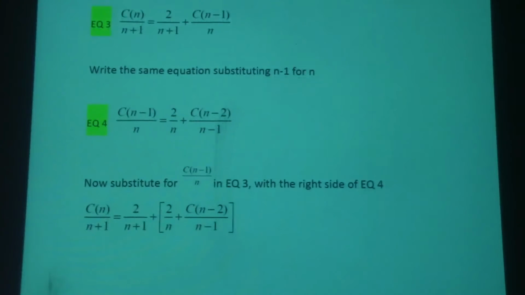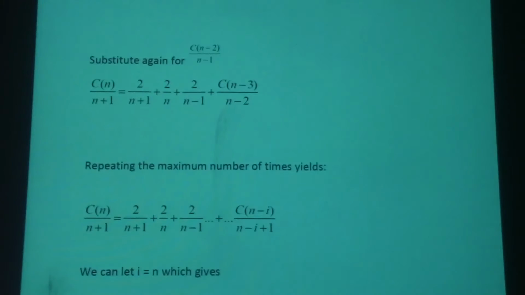Get the pattern here, now what we're doing? So we're going to substitute now for c of n minus 2. And c of n minus 2 is going to be a very similar looking thing, right? So what's that going to be? 2 over n minus 1 plus c of n minus 3 over n minus 2. Okay, and that's what we have here. So we're seeing a pattern emerging.